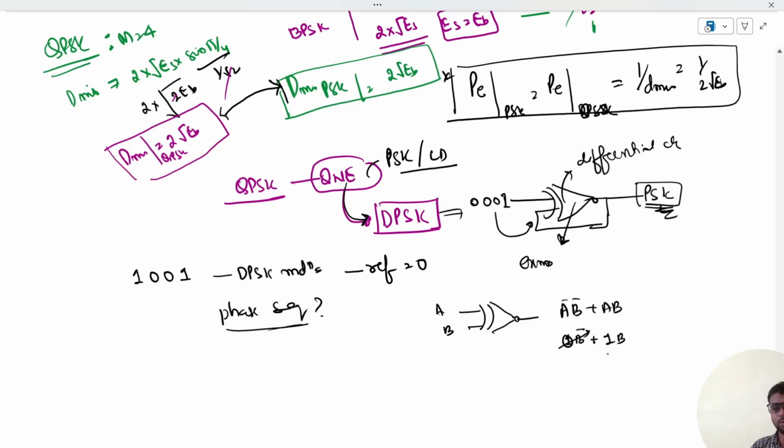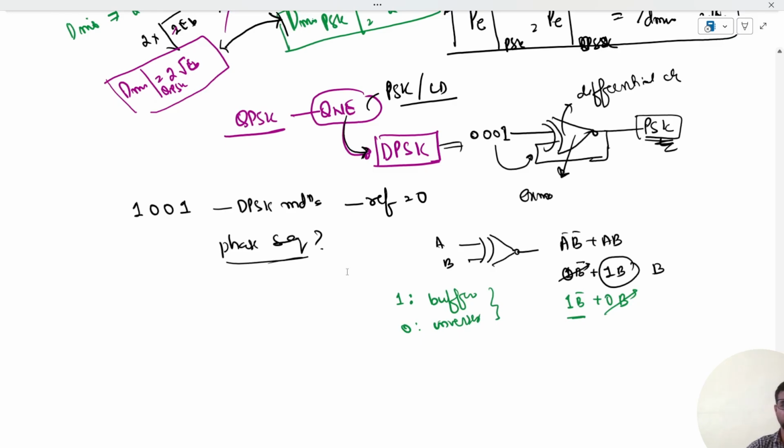So this term will cancel out. So output will be B. So if 1 is given, it will act as a buffer. Suppose if 0 is given, take A equal to 0. So A bar will be 1, B bar plus 0 into B. So this term cancels out, B bar. That means if 1 is given, it will act as a buffer. If 0 is given, it will act as an inverter. This thing we will do in digital electronics.